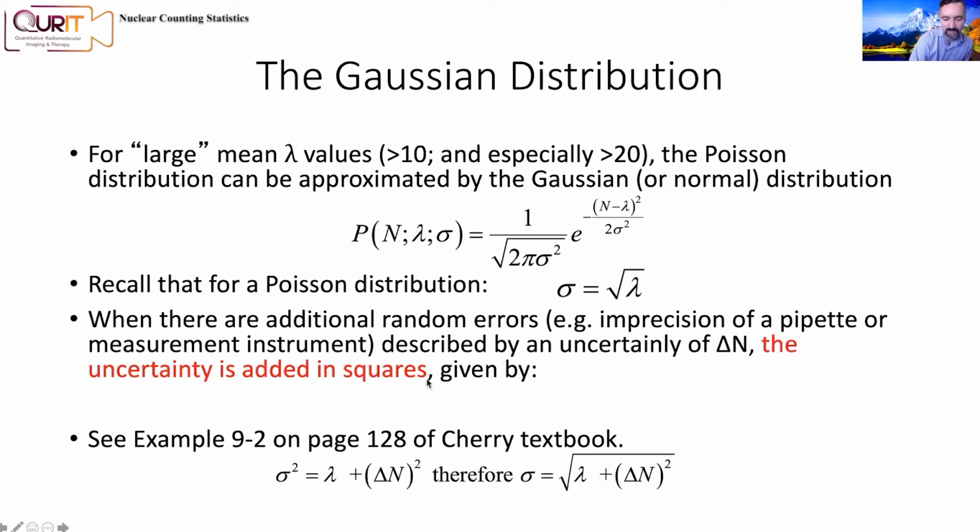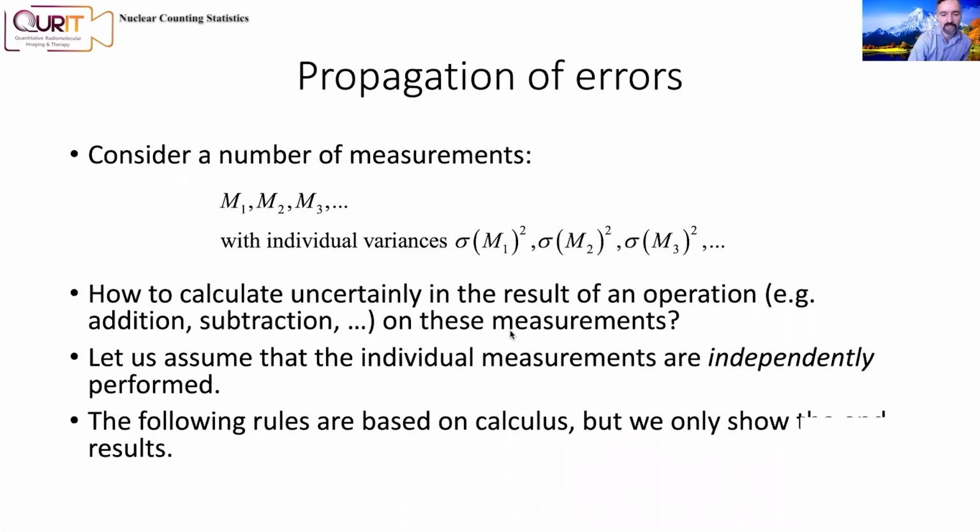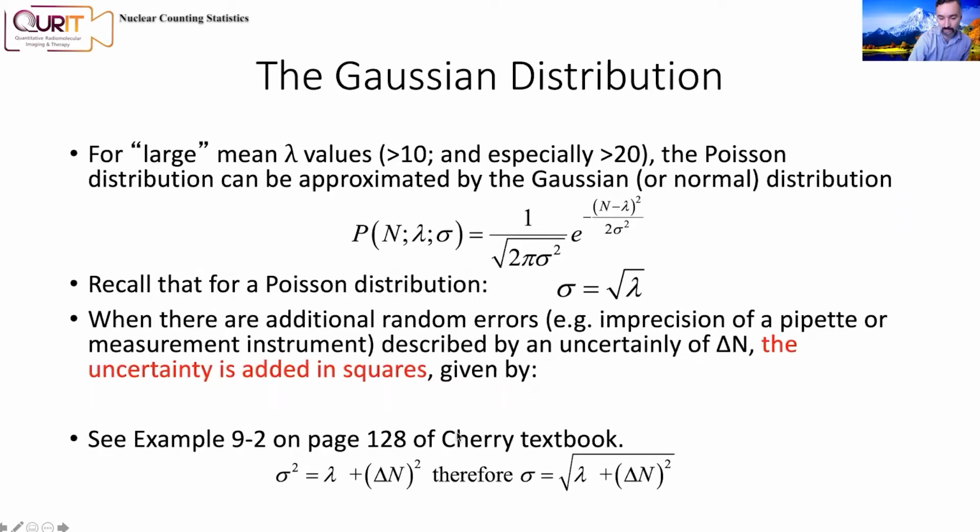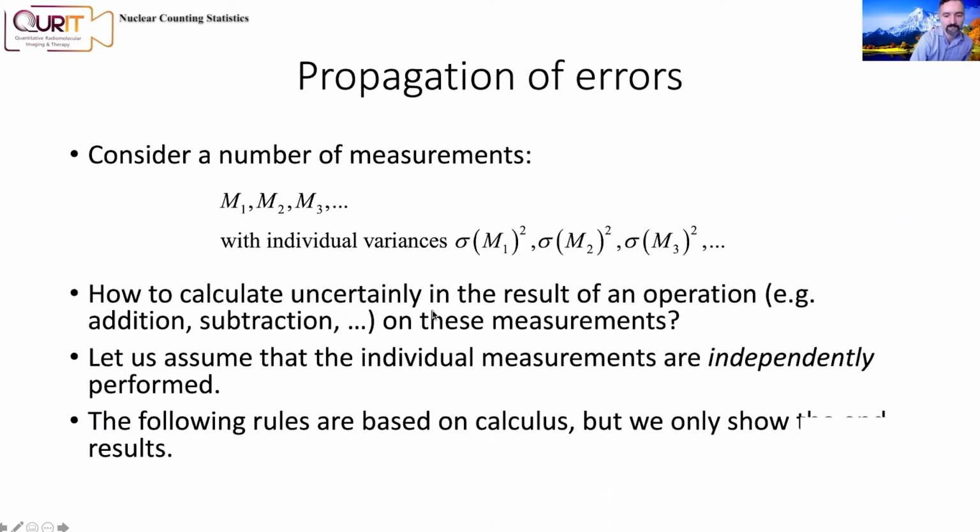So here's an example of what happens when you have additional random errors, like, for example, an error in the measurement instrument that you add to it. You can refer to this Cherry textbook if you have it. If you don't have it, don't really worry about it at all. We're not going to ask you questions if we're not providing you the material, unless the question is directly using this equation that you're being provided. Now, how do you propagate errors?